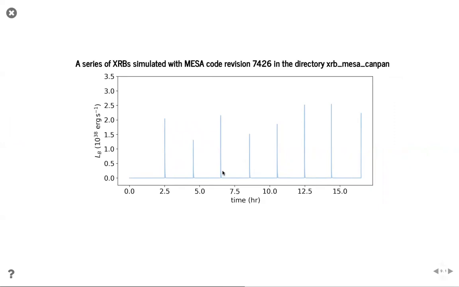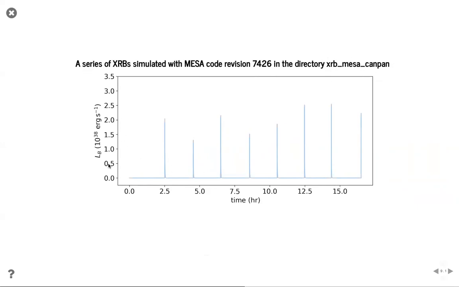So this plot is produced by myself using CaNPAN computational tools. What's shown here is a series of X-ray bursts, these peaks, simulated with the MESA stellar evolution code revision 7426. This revision is used in CaNPAN tools to model the evolution of X-ray bursts. Okay, this is done in the MESA run directory with the name XRB_MESA_CaNPAN. I will show you actually how this can be done.